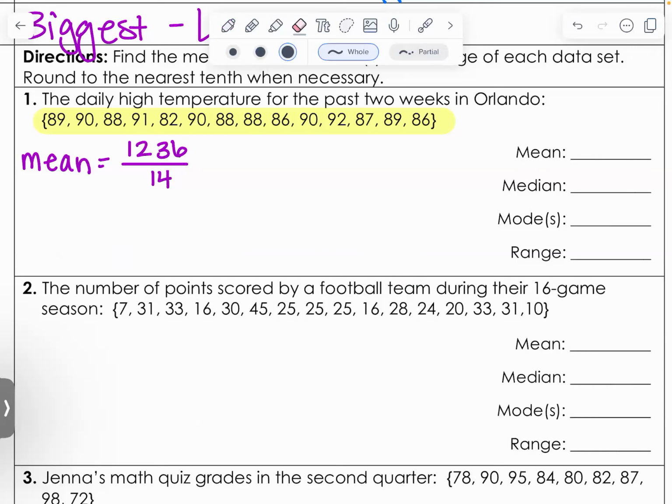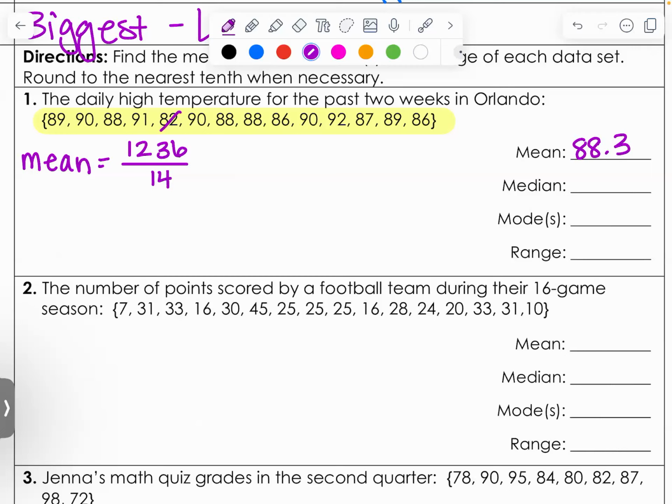All right, back on track. So if we take the sum divided by 14, our mean temperature would be 88.3. Now, in order to find the median, what are we gonna have to do? Organize them. We're gonna have to organize them. Okay, which one is the smallest?